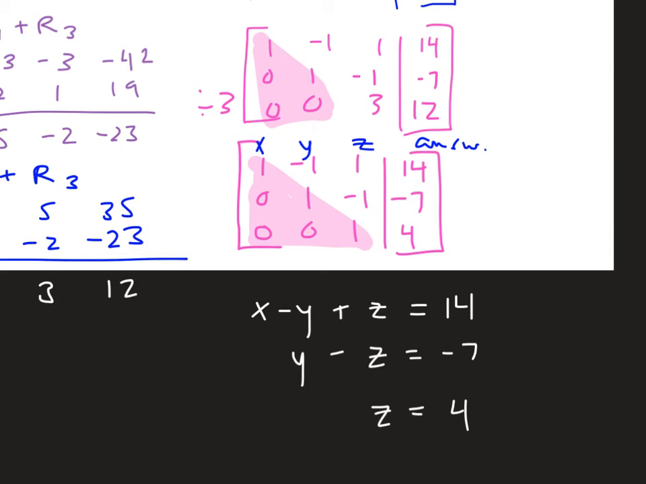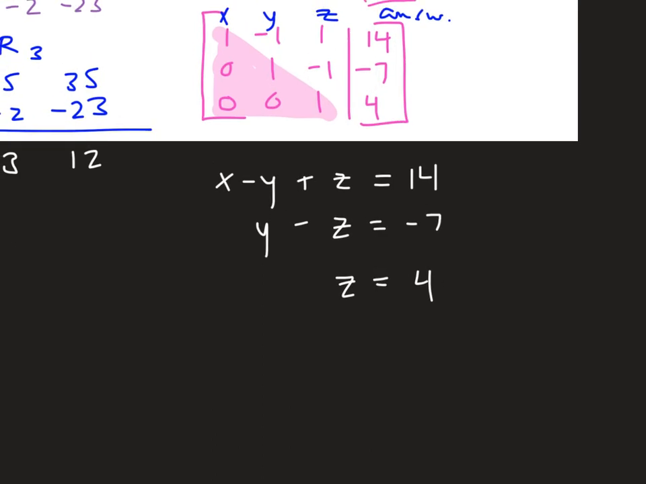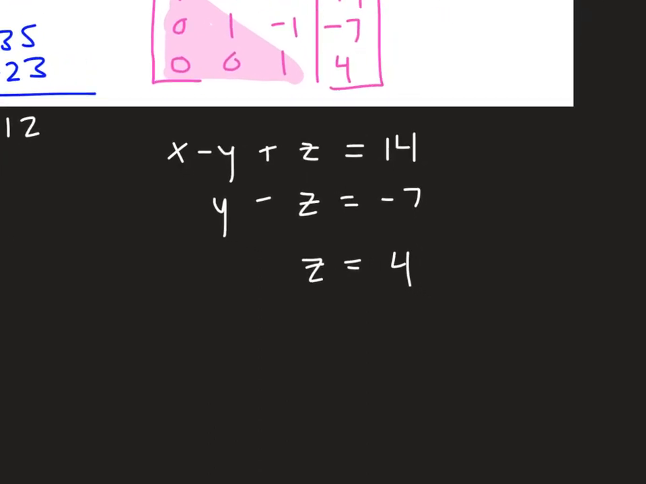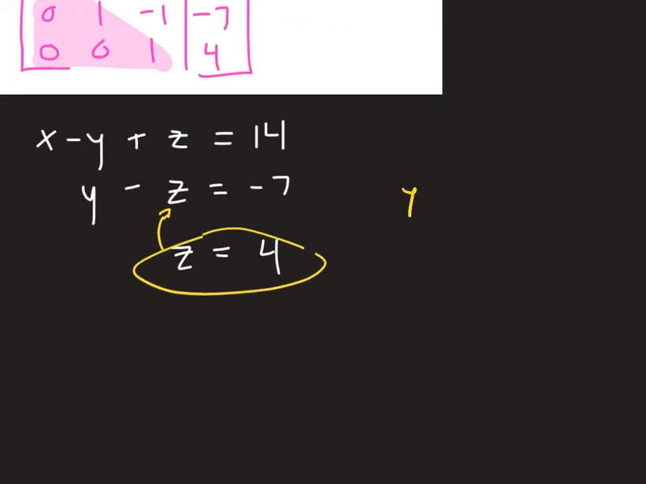Now we just use back substitution, plug in what we have. So z is equal to 4, we take that and plug it in for z. So we have y minus 4 is equal to -7. How do we solve for y? Just add 4. So y is equal to? -3.